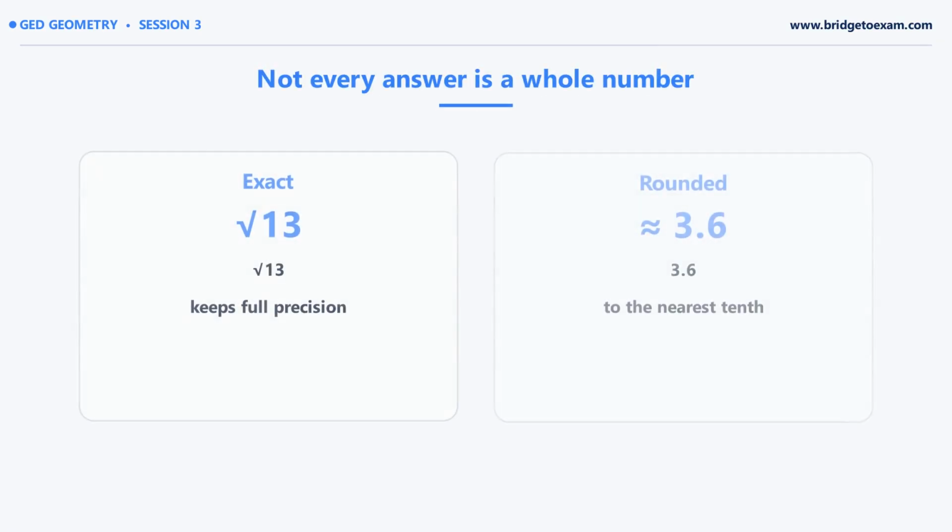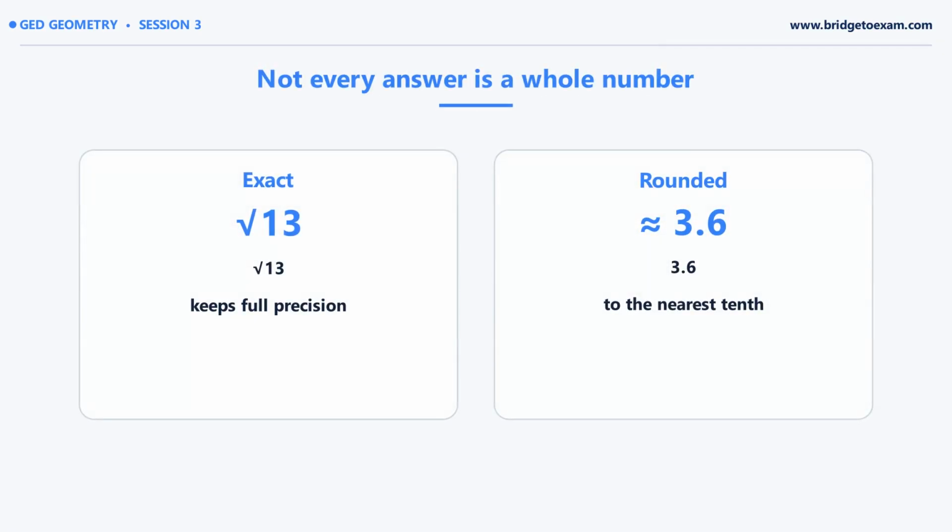With legs 2 and 3, c equals the square root of 4 plus 9, or the square root of 13. 13 is not a perfect square, so the exact answer stays as root 13. As a decimal, it is about 3.6. Both forms are valid. Use the form the question requests.